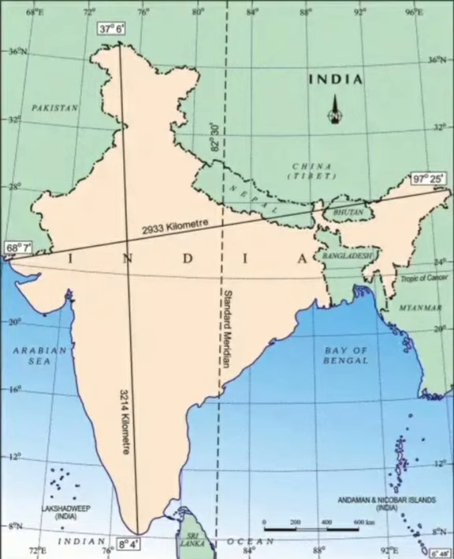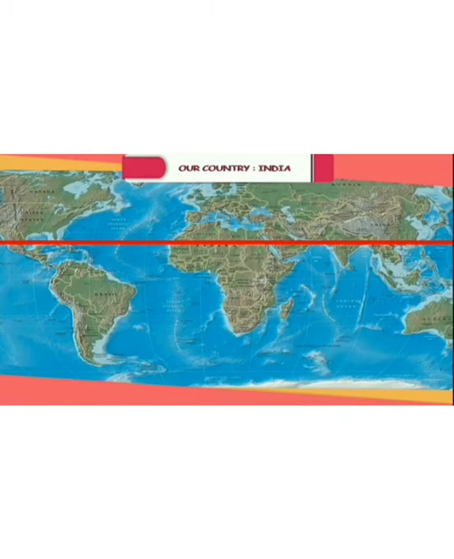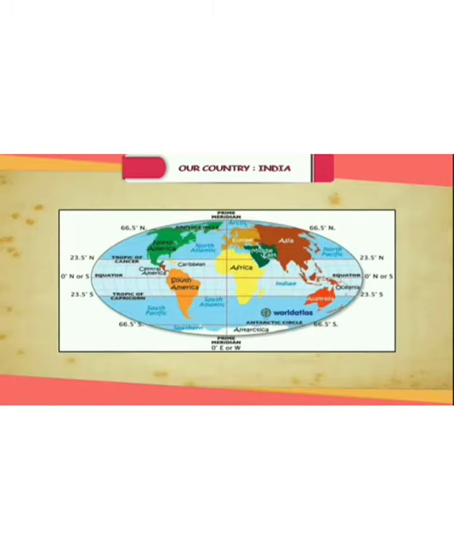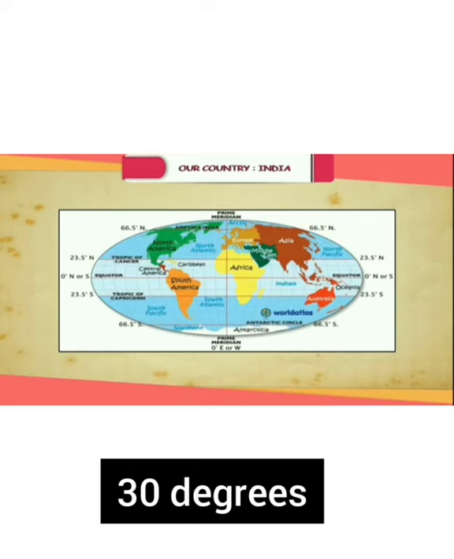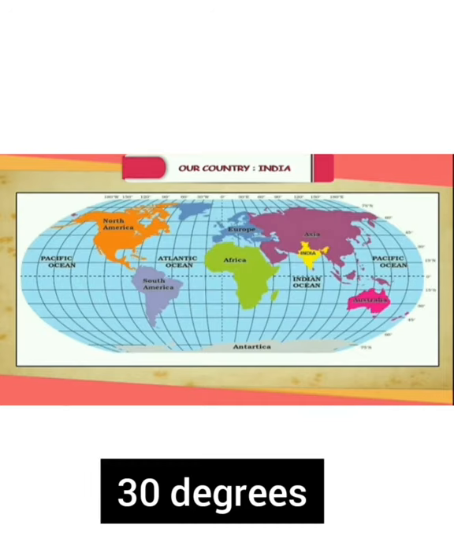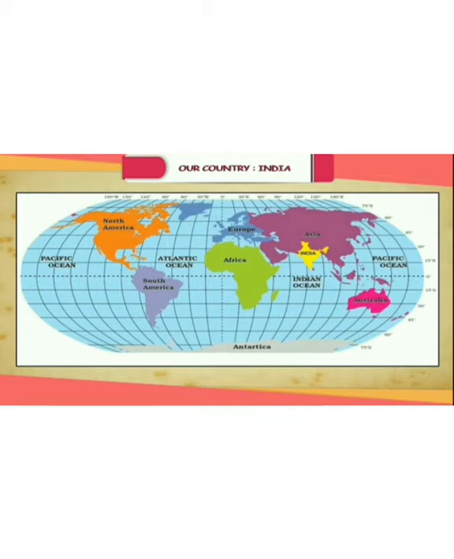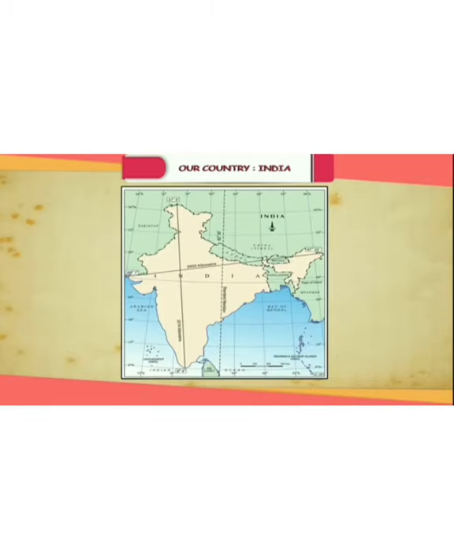India is totally located in the northern hemisphere. The Tropic of Cancer passes almost halfway through the country. The latitudinal and the longitudinal extent of India is approximately the same, nearly 30 degrees: 30 degrees latitudinal extent and 30 degrees longitudinal extent. The northern part of India is broader than the southern part of India.